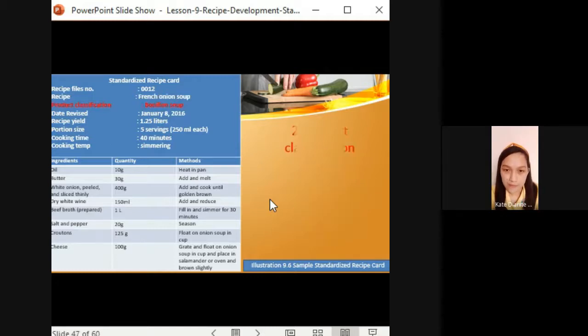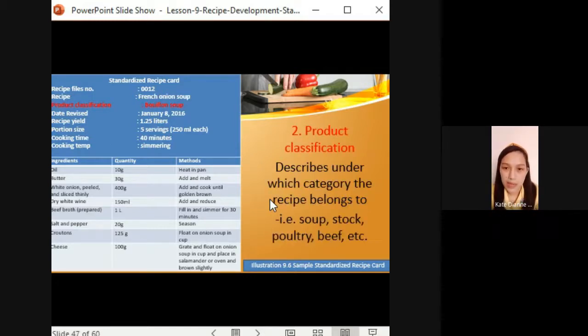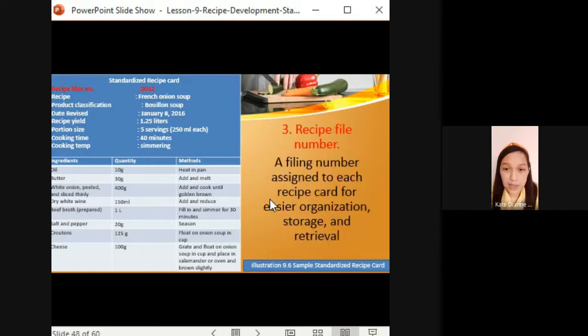Next, the product classification. This describes under which category the recipe belongs. For example, yung naisip niyong recipe, is categorized ba siya as in soup, stock, poultry, beef, etc.? So this is the product classification. Third is the recipe file number, a filing number assigned to each recipe card for easier organization, storage, and retrieval.